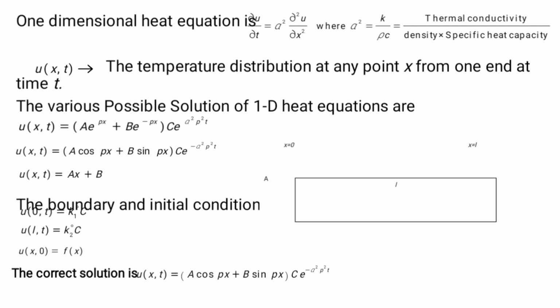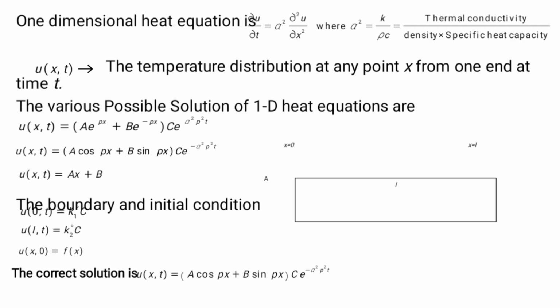So the equation is ∂u/∂t = α² ∂²u/∂x², where α² = k/ρc. K is the thermal conductivity, ρ is the density, and c is the specific heat capacity. Now we have to find u(x, t), which means the temperature distribution at any point x from one end at time t.